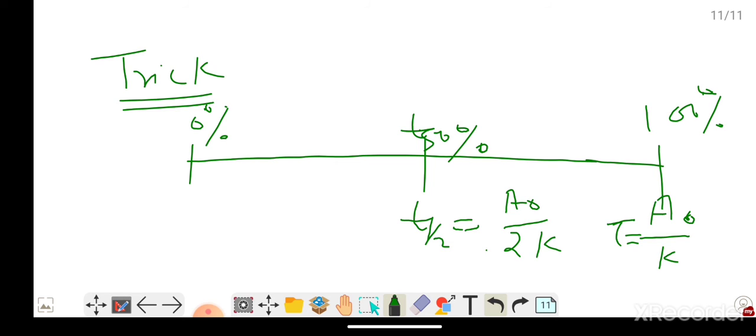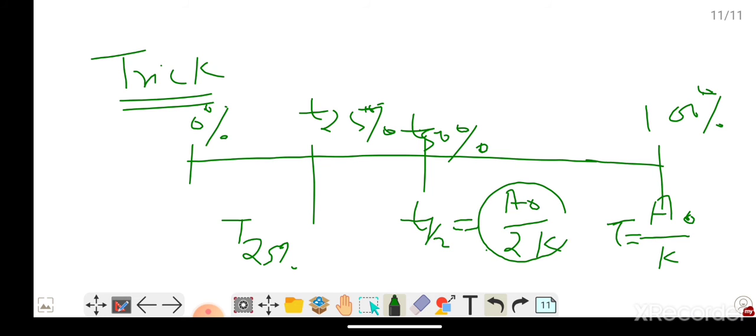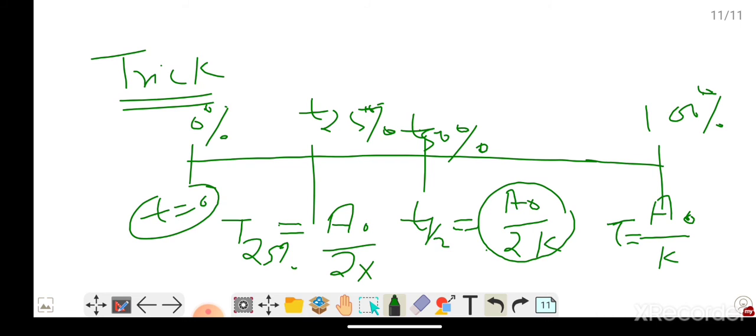Now if we want to calculate the time for t 25%, so what will be the time for t 25%? The t 25% time will be the average of this time and this time. So on adding A naught by 2K along with 0, divided by 2, we have t 25% is equal to A naught by 2 into 2K, that is, A naught by 4K.